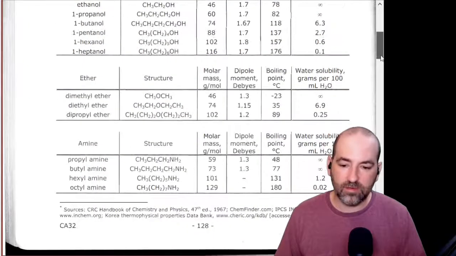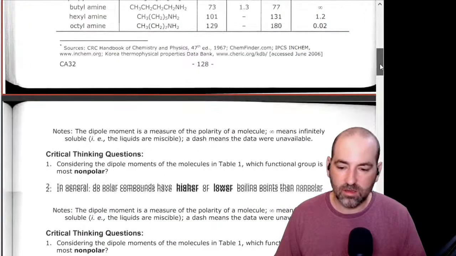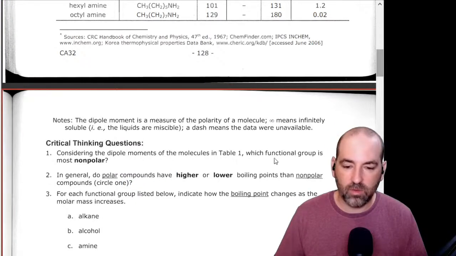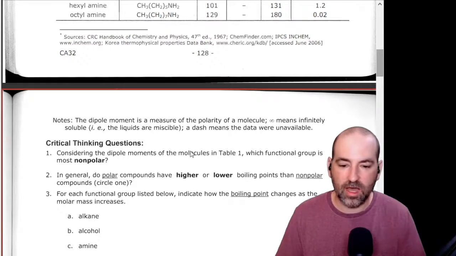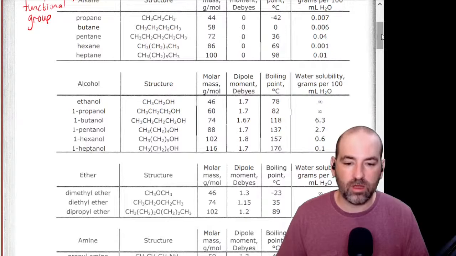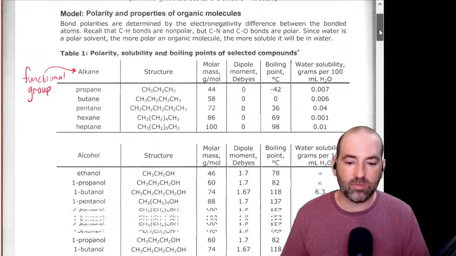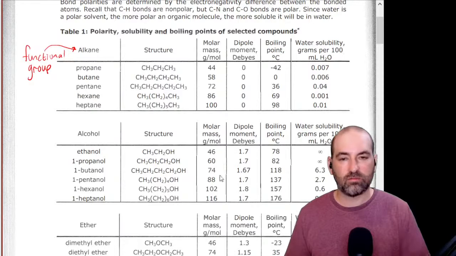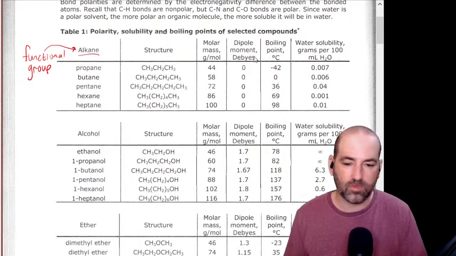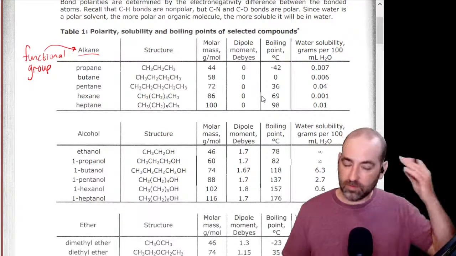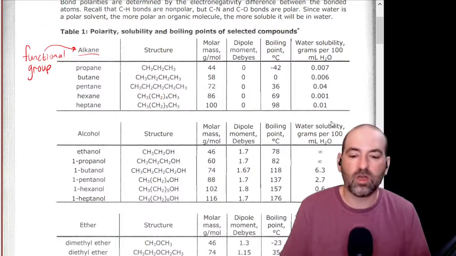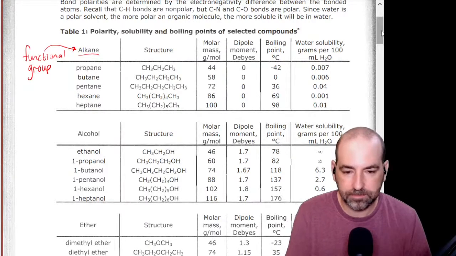So the first question says, considering the dipole moments of the molecules in table 1, which functional group is most non-polar? If that column, dipole moment, is a measure of polarity, which is the most non-polar? Well, that's going to be the one with the lowest polarity. And so we can see that that is the first table, which is alkanes. So some definitions were required there, but ultimately it's a fairly simple question. Which of these groups overall has the lowest numbers?